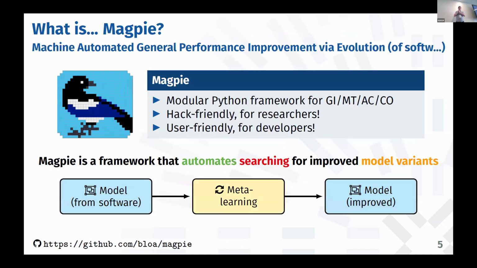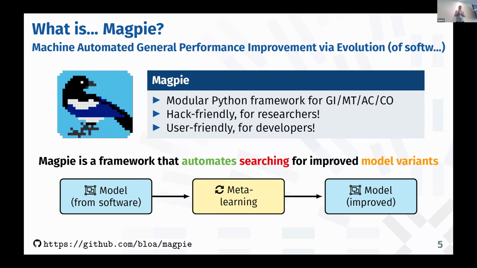Magpie is a framework which is not exactly made to do GI. I like to think of it not as a GI tool, but as a tool that enables GI. If you read the paper on arXiv, you can read that it kind of stands for Machine Automated General Performance Improvement through Evolution of Software. If you want to add an S to Magpie, it doesn't work that much, doesn't really matter. We will get to that in the second part of the tutorial. It's basically a tool that enables a lot of things, including GI.